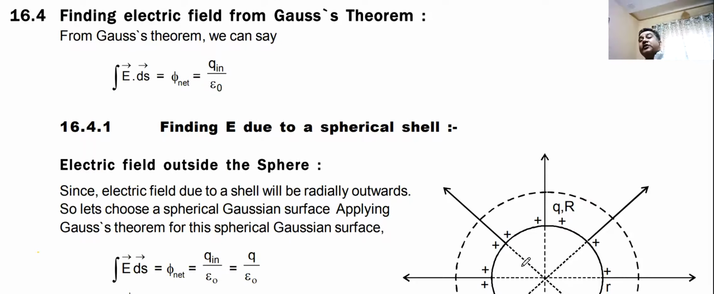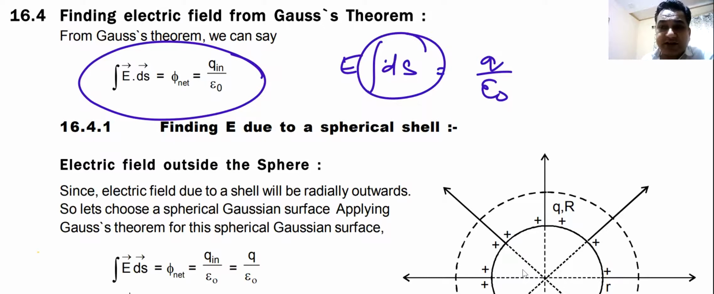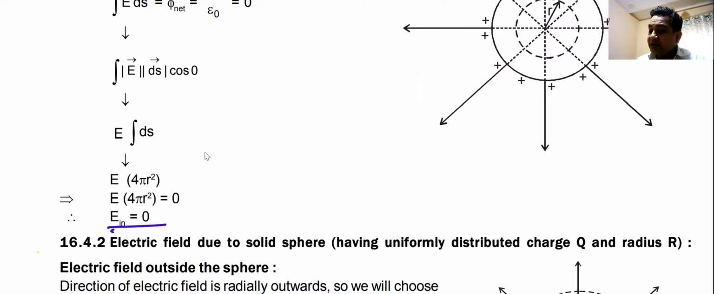problems in flux. You can also apply Gauss law to find the electric field from this formula. If the electric field is constant, we can write the integral of E into dS as equal to q by epsilon naught, and you can somehow integrate this area and find the value of the total area. You should be able to find the electric field due to some type of charge distribution. For example, the electric field inside a spherical shell. Inside a spherical shell, the electric field will be 0 because the net charge enclosed is 0.